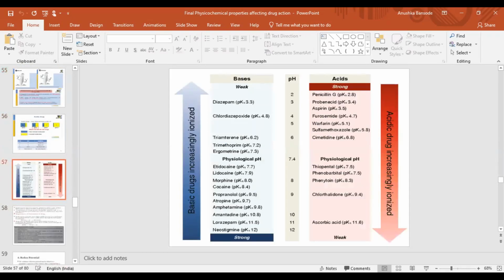This particular slide explains the basic drugs with increasingly ionized forms and their pKa values, and acidic drugs with increasingly ionized forms with the pKa values of the molecules.